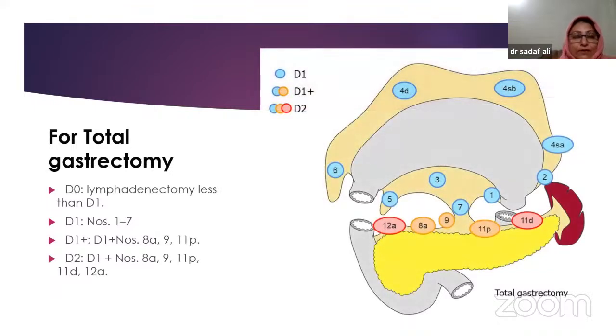What is different in different sites of the tumor is when you're planning a D2 gastrectomy for different levels of gastrectomies. For a total gastrectomy demanding tumor, say the tumor is somewhere in between, then all D1 has to go away, which is in blue. So all 1 to 6 goes away in a total gastrectomy. In D1 plus, you have to add the station 7. Plus 7, and in D1 plus you have to add station 8A, 9, and 11P, which is then in the orange color over here. And in D2, you add in the total gastrectomy the 11D and the 12A.